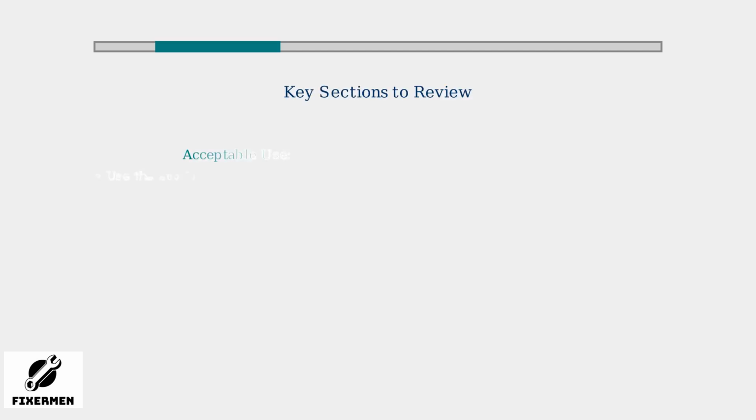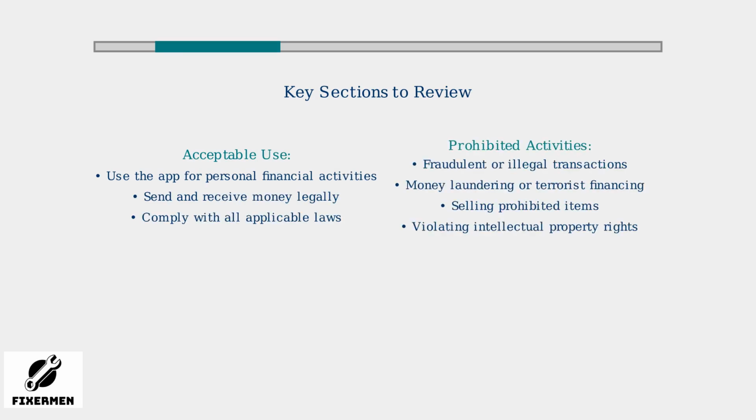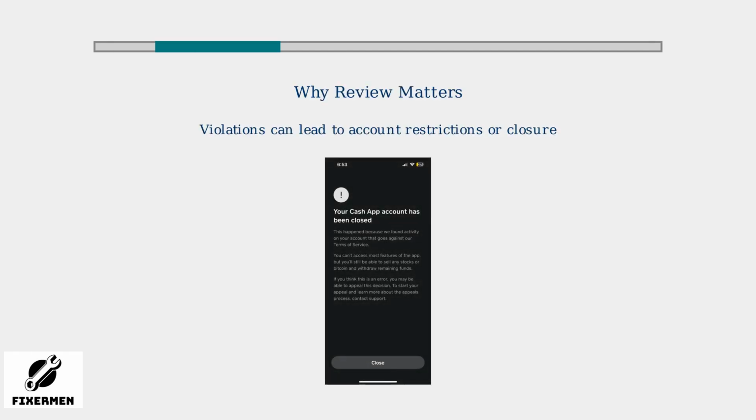Pay special attention to two key sections: Acceptable Use, which describes permitted activities like personal financial transactions and legal money transfers, and Prohibited Activities, which lists forbidden behaviors such as fraudulent transactions, money laundering, and selling prohibited items. Reviewing the terms of service is crucial because unknowingly violating these rules can result in your account being restricted or even closed, as shown in this notification example.